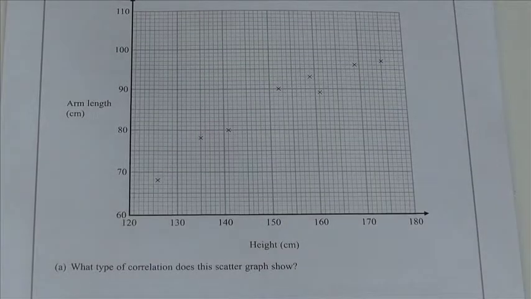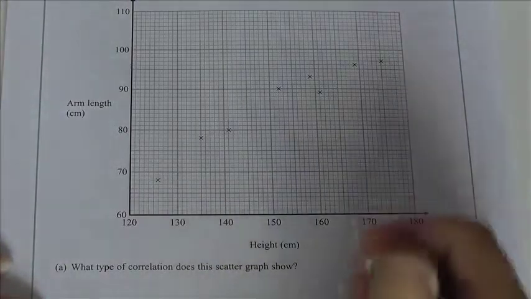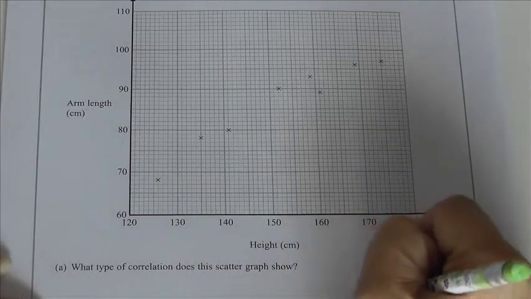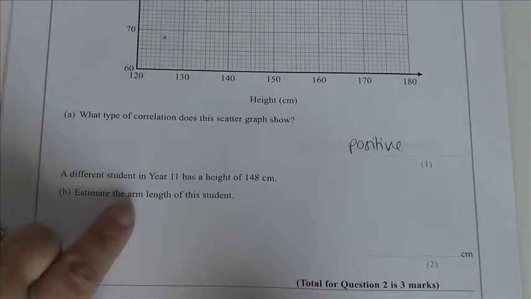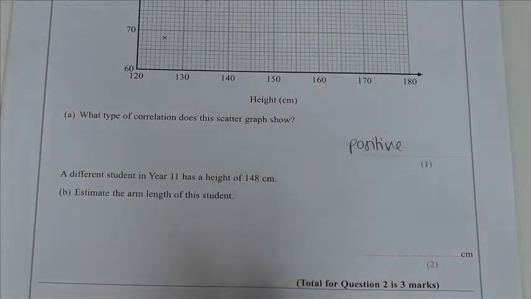Question 2 is a scatter graph. If you have a general trend going upwards and out of your graph, the correlation is positive. And with the second part of the question, you're asked to estimate the arm length of a student who has a certain height. Now this question's worth 2 marks.